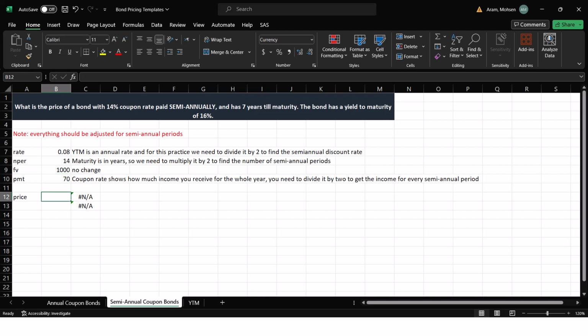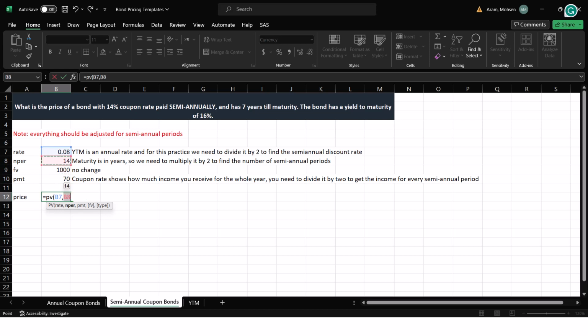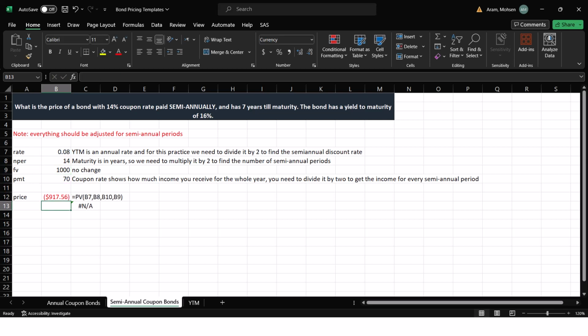So in terms of the pricing formula, you can have present value, which is the rate, 8%, which is a 6-month rate, 14 periods, payment would be $70, and then face value would be 1,000. So you should be getting $917.56.